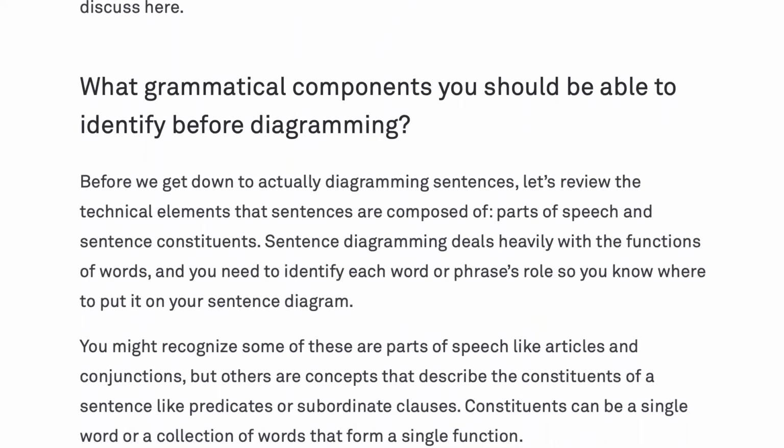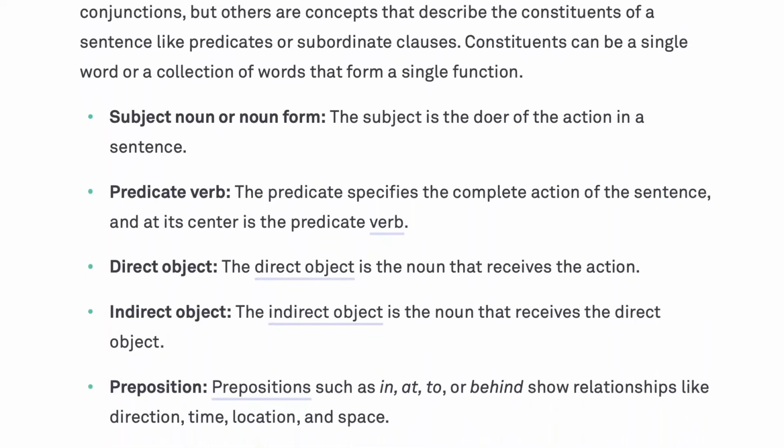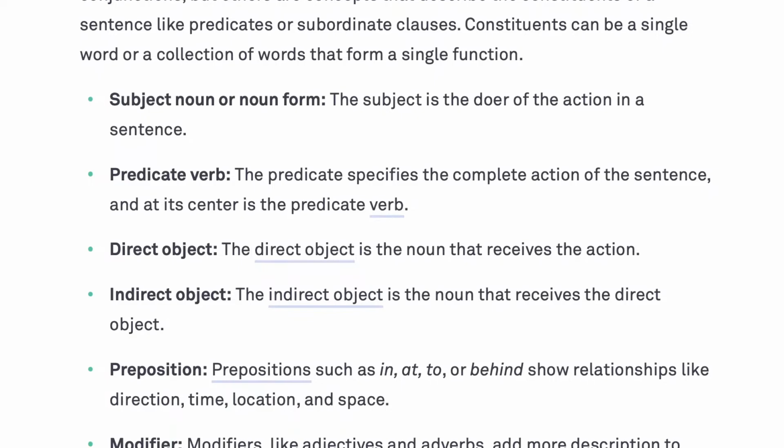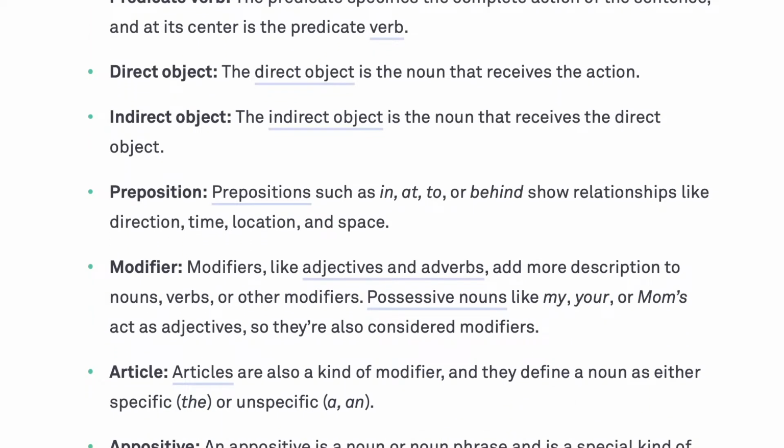it gives us so much information about the things, first of all, that we need to identify. So subject, noun, or noun form, which could be a pronoun, right? Predicate, verb, direct object, indirect object. And those are nouns. So now we have parts of speech that we're familiar with, nouns, but we're using them in different ways. And apparently it's necessary to know about direct objects and indirect objects when we are diagramming a sentence.